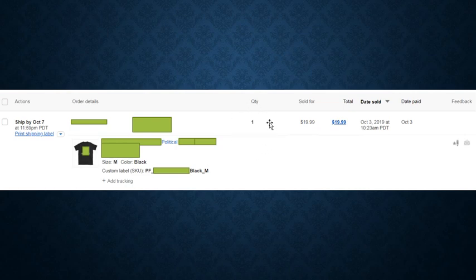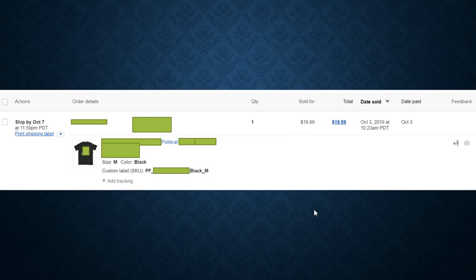Quantity sold: one. And it was sold for $19.99. So this is very simple. I've sold a medium black t-shirt for $19.99. Just to provide a little more detail, I've been selling these items on eBay for $19.99, free shipping included.